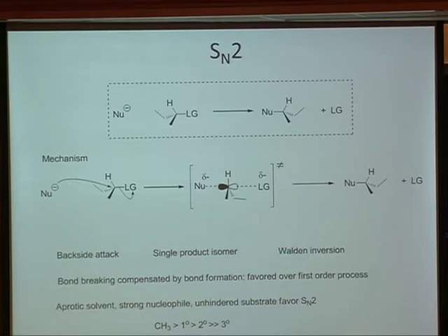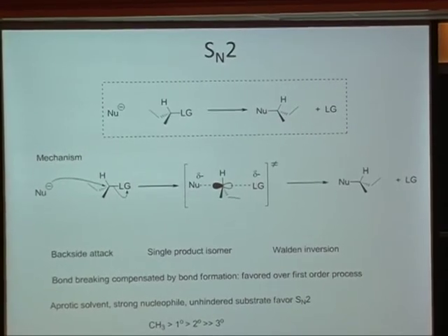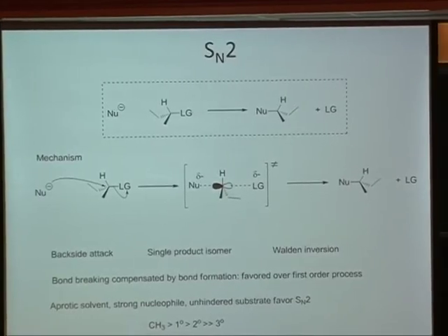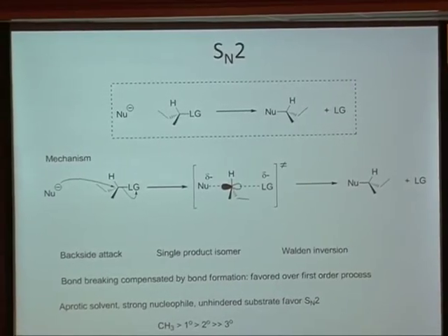Now let's look at these things individually. When I say backside attack, backside of what? Would I be right if I say backside of the carbon? No, the carbon doesn't have a backside. If you look at the model set, the carbon is a spherical ball, right? So backside would be of the carbon-leaving group bond. Why does it attack from the backside?